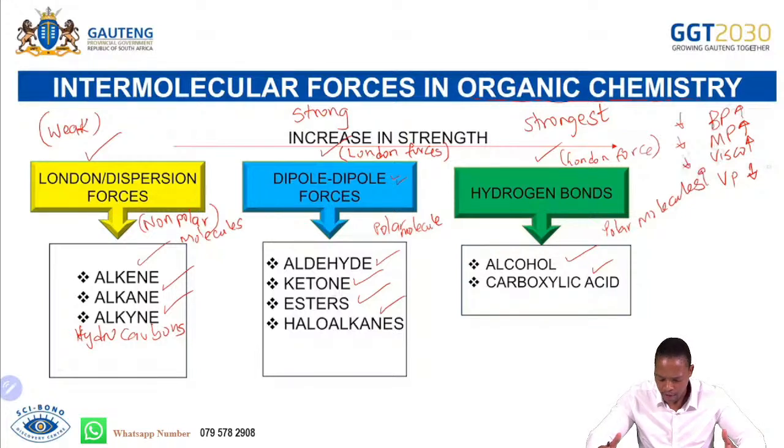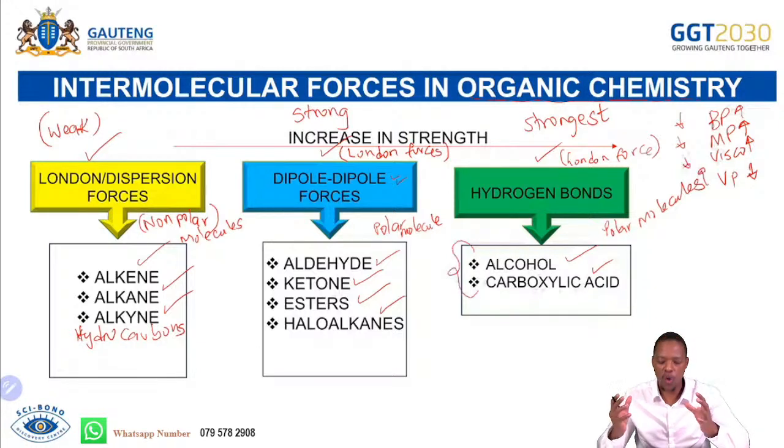If I look at this, I can see that I will have the highest boiling points around here, the alcohol and the carboxylic acid. Why? Because they contain the strongest intermolecular forces, which are hydrogen bonds. So if I look for the highest boiling points, I should find them here. These will have the highest melting point, the highest viscosity, and the lowest vapor pressure.